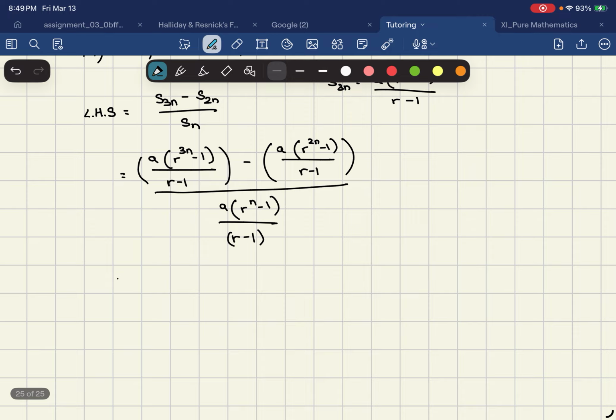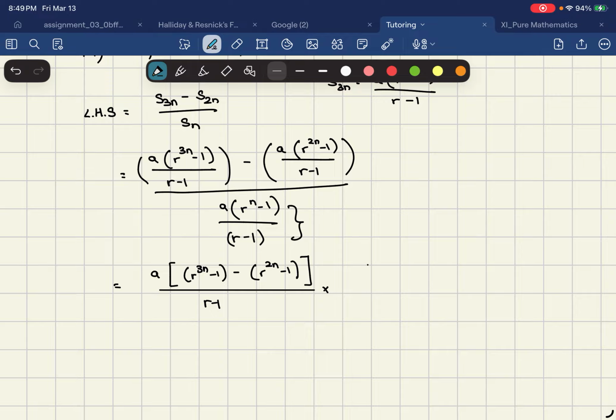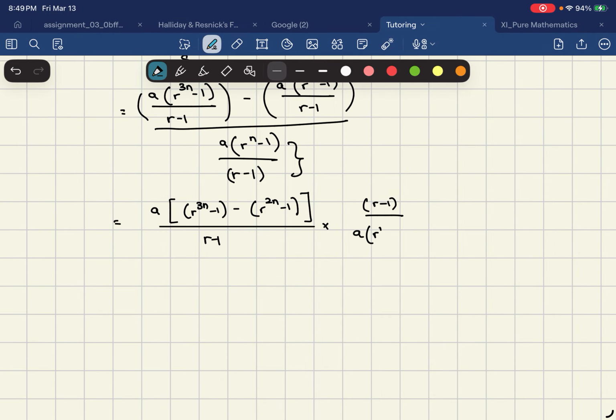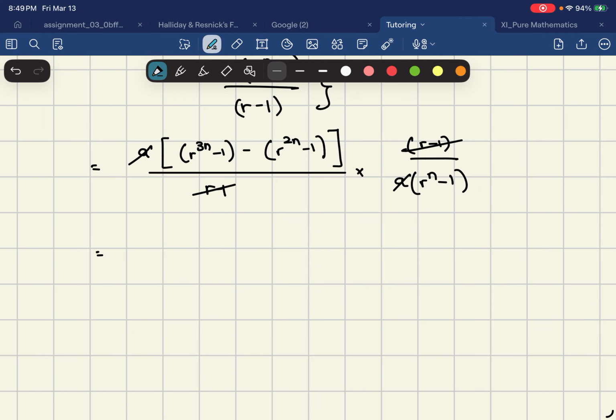And now let's simplify. We can factor a from the numerator, right? Inside the bracket, we get r to the power 3n minus 1 minus r to the power 2n minus 1. And we have a common denominator, which is r minus 1. Times, we're going to flip this fraction, r minus 1 over a times r to the power n minus 1, because we take the reciprocal. So now the a's cancel out and the r minus 1's cancel out. All right. So we have r to the power 3n minus 1 minus r to the power 2n minus 1. Well, the minus 1s are going to cancel out, right?